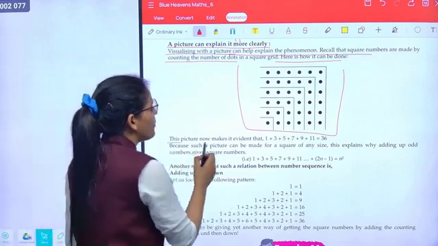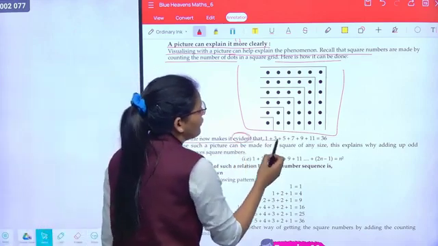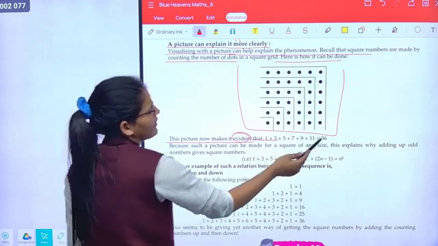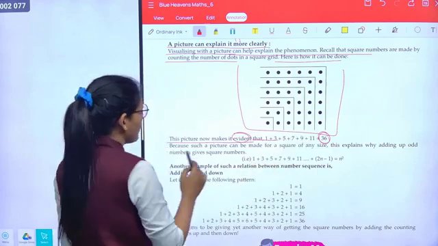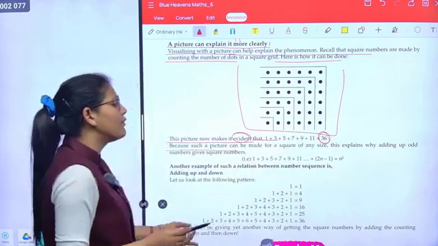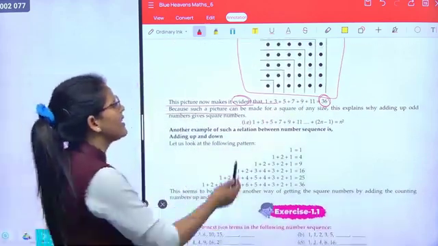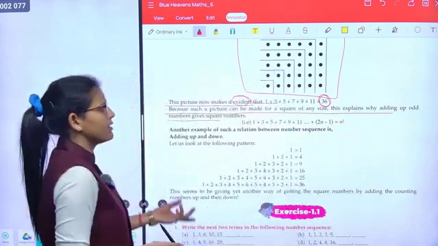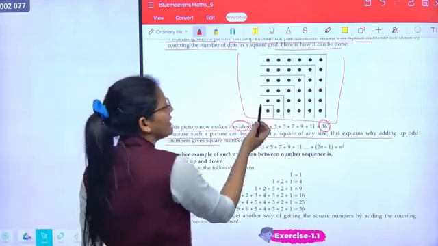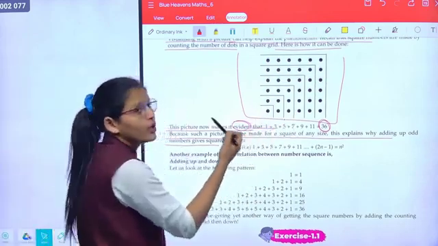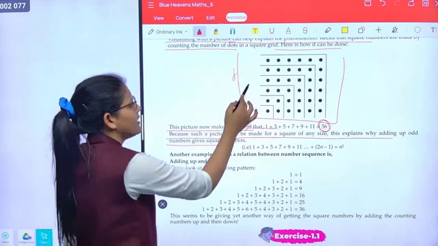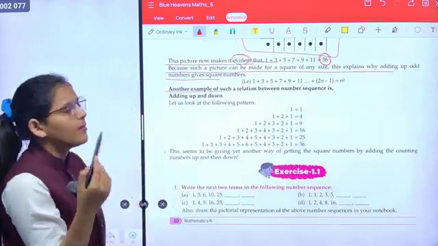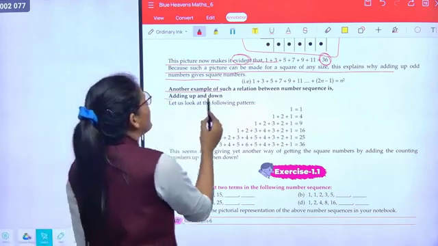Now this picture makes it evident that 1 plus 3 plus 5 plus 7 plus 9 plus 11 is equal to 36. Because such a picture can be made for a square of any size, this explains why adding up odd numbers gives square numbers. अब हमने क्या किया था? यहाँ पर ऐड किया था odd numbers को, तो क्यों वो बन रहे हैं, वो उसने हमें यहाँ पर एक्सप्लेन किया है.